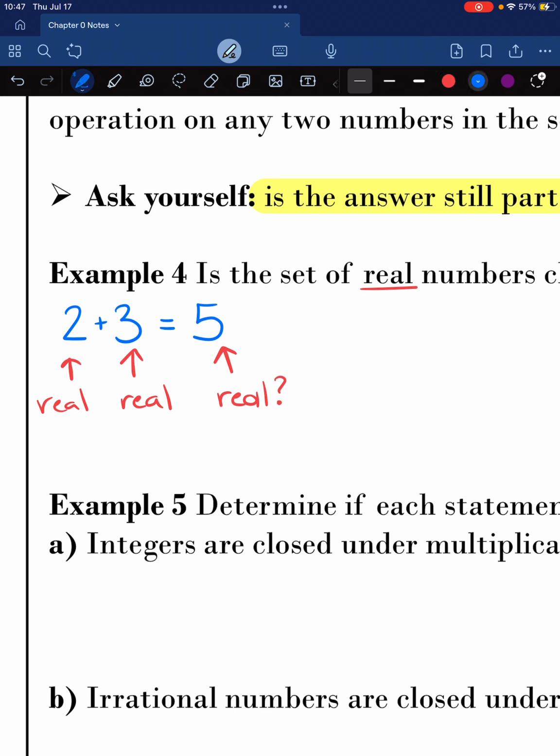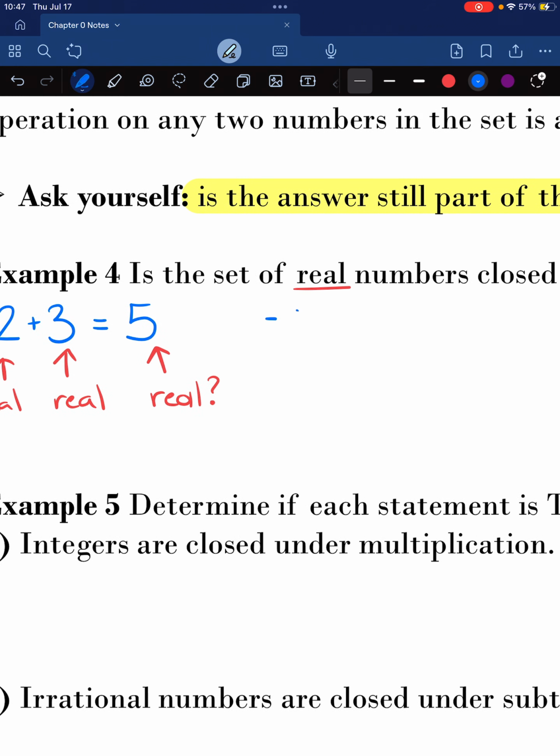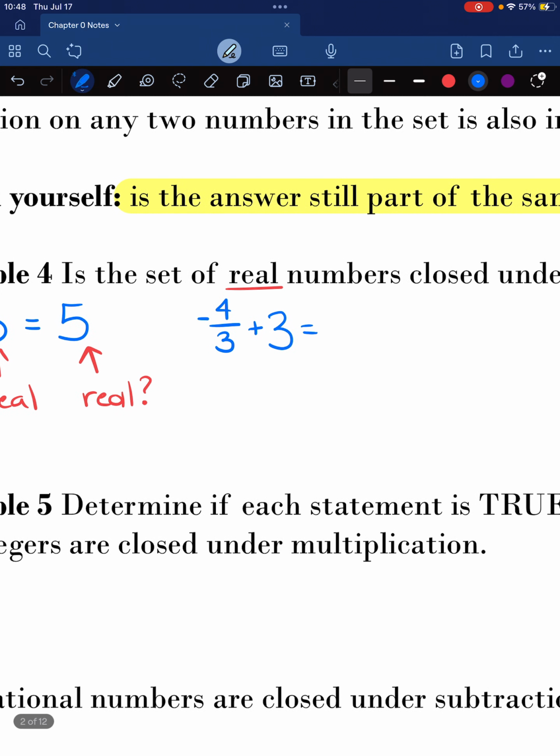Can we think of an example that would make this not true? Let's start to pick weirder numbers. Maybe I can pick a rational number and a natural number: -4/3 + 3. Well, -4/3 is rational, which is also real. 3, we already said is real. So that's going to be, what, 5/3, I think?